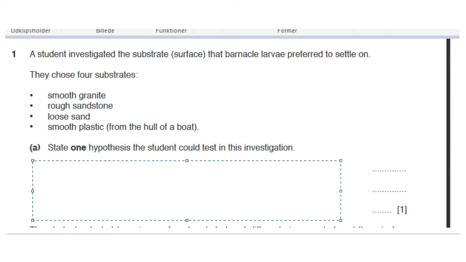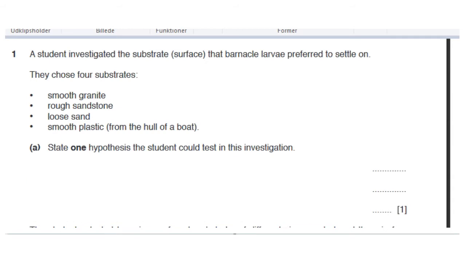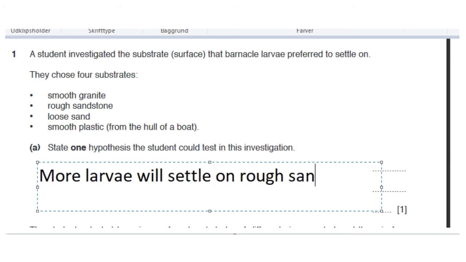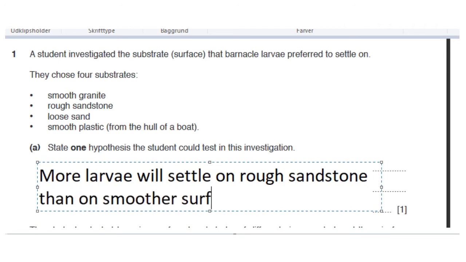And there are several ways to get the point here. One could be to say that more larvae settle on rough sandstone than on smoother surfaces. So that's one way to put a hypothesis up. You could also put up a hypothesis to say that very few or no larvae will settle on loose sand. Both of them would be good hypotheses.